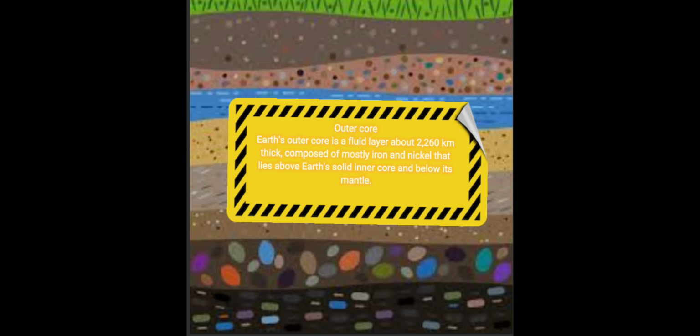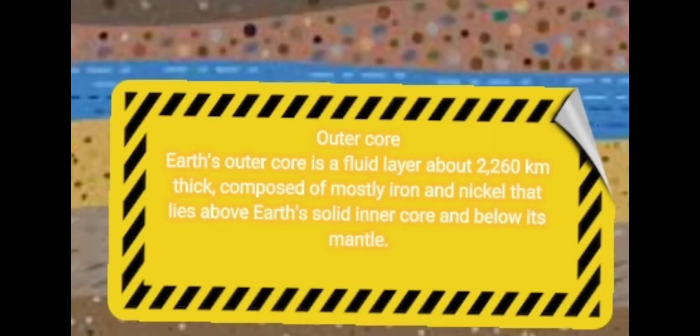Outer core. Earth's outer core is a fluid layer about 2,260 km thick, composed of mostly iron and nickel, that lies above Earth's solid inner core and below the mantle.